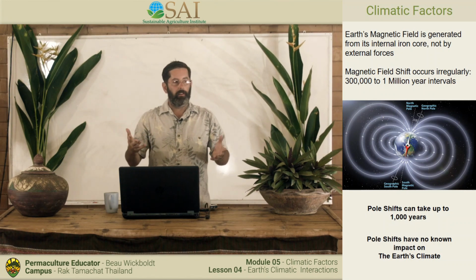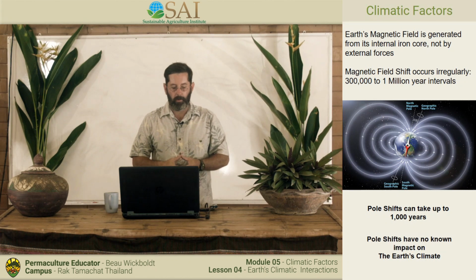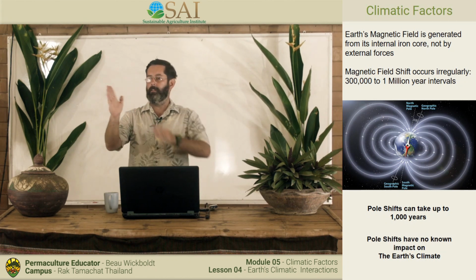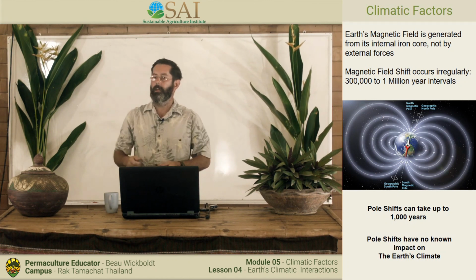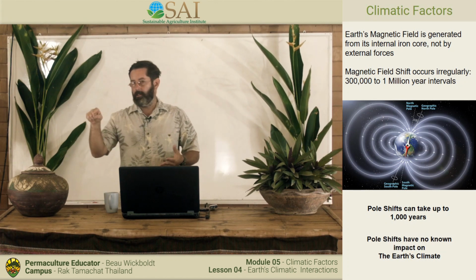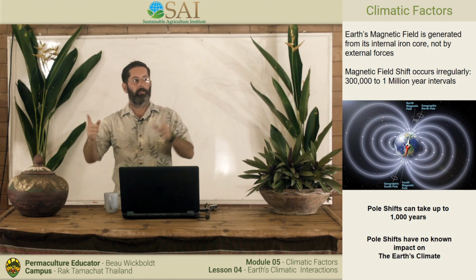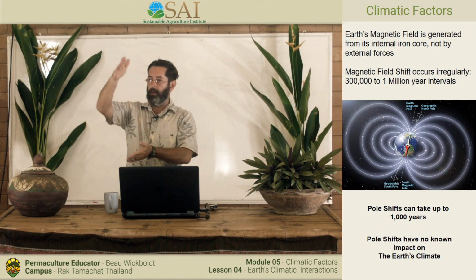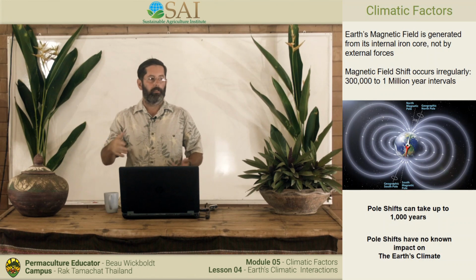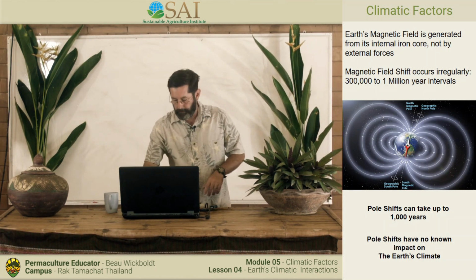Every 300,000 to 1 million years it would shift, but we don't know exactly. Pole shifts can take 1,000 years for the actual complete pole shift during the ice core sample readings. But when we look at the temperature effect, we don't see anything related to pole shift. So if the pole shift or the magnetic shift, there seems to be nothing related to temperature, right? So for our climate change, that's a good thing.